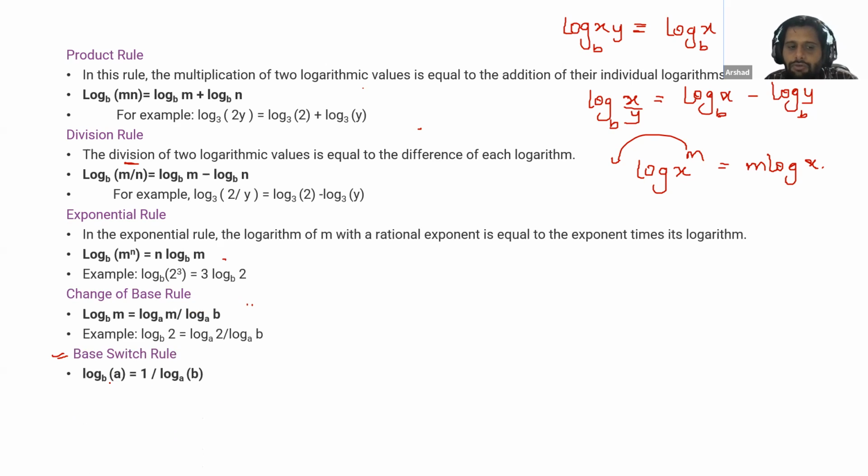So we have log a to the base b. If we want to interchange this base and this number, then this becomes 1 by log b to the base a. Okay. So is it clear?